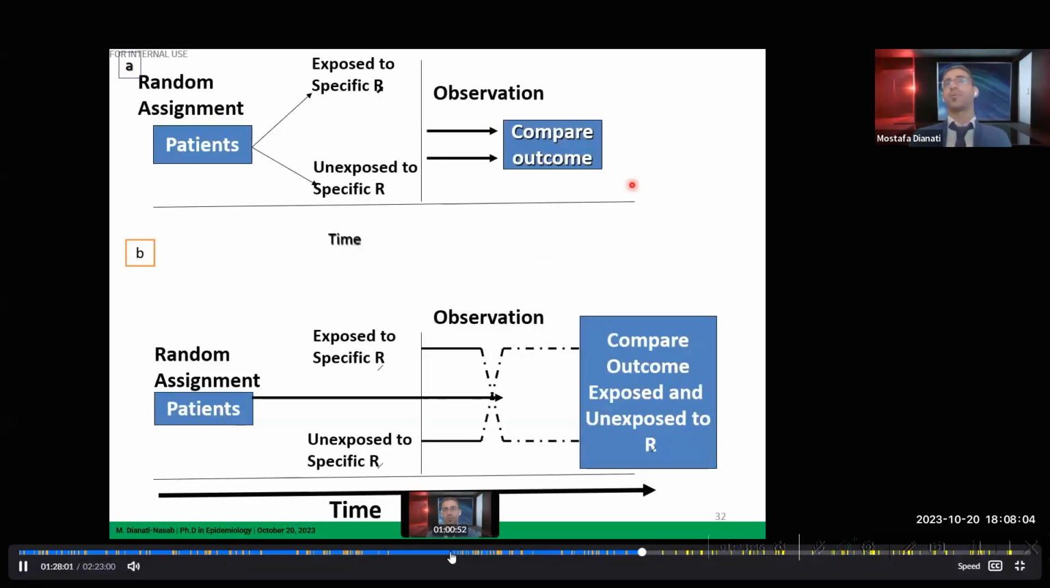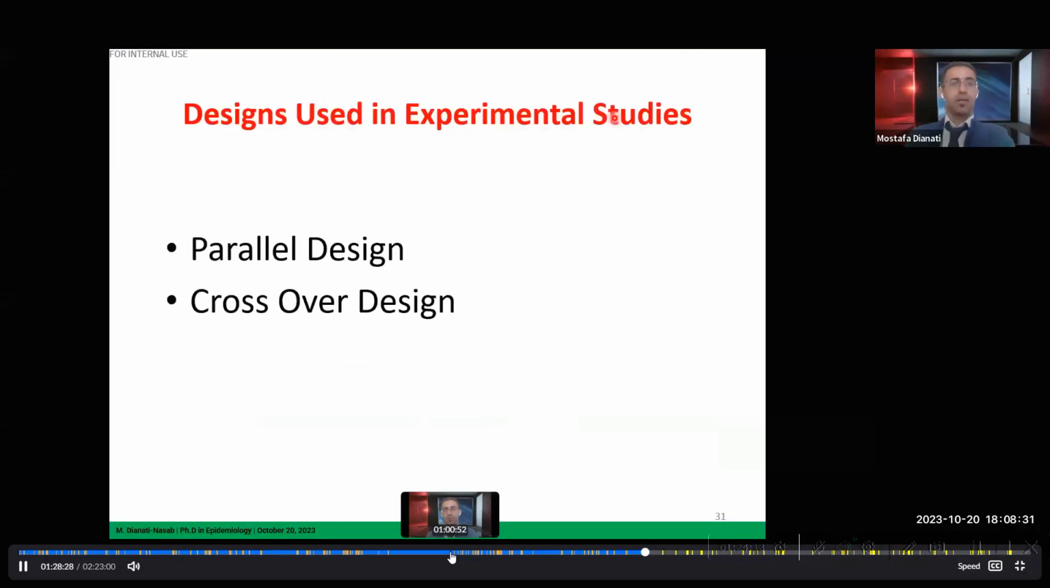Okay, parallel design and crossover design. This is really important and interesting, and basically you can do it as soon as you have enough time or resources. Here, we have random assignment and then exposure to a specific, for example, beta-carotene or not. And then we will see their effect. Let's go back. This is parallel design.